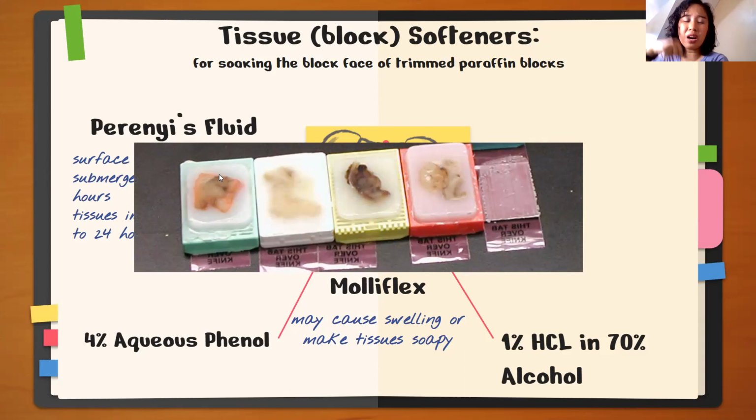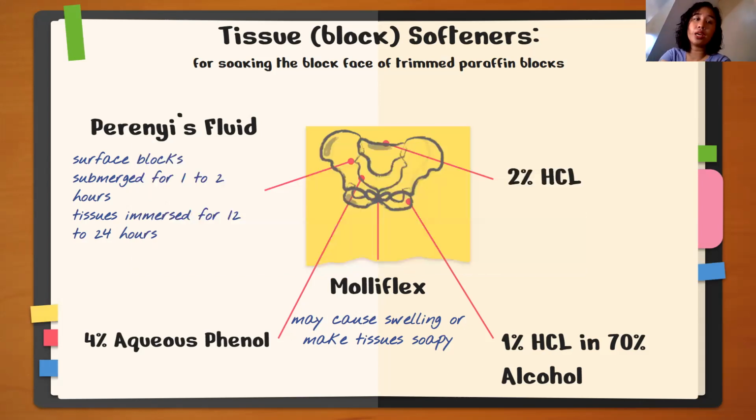And apparently, when you start to cut, it is still hard. So you want to soften your tissue block using tissue block softeners or tissue softeners. Okay, so these are Perenyi's fluid. You could submerge your tissue block for 1 to 2 hours. If it's gritty, when you slice your specimen and it's hard, you could submerge it 1 to 2 hours in your Perenyi's fluid.